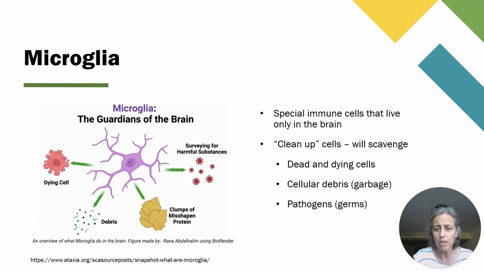So they will scavenge, meaning kind of like suck up and eat and get rid of dead and dying cells, cellular debris, clumps of misshapen protein, which is going to be important for some disease processes, other just garbage that's around in the brain, as well as pathogens, which is the fancy name for germs. So things that could cause infection and cause harm to us if it gets past the blood-brain barrier, because maybe the astrocytes weren't doing their job, then the microglia are going to come in and suck up and chew up and destroy those harmful substances.